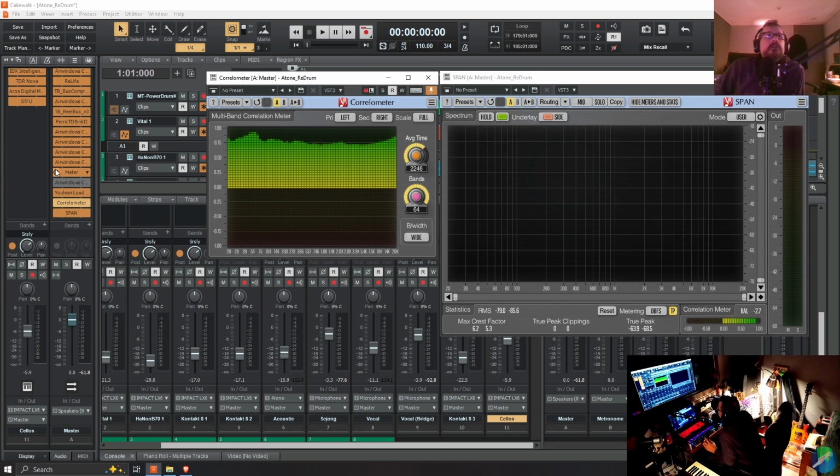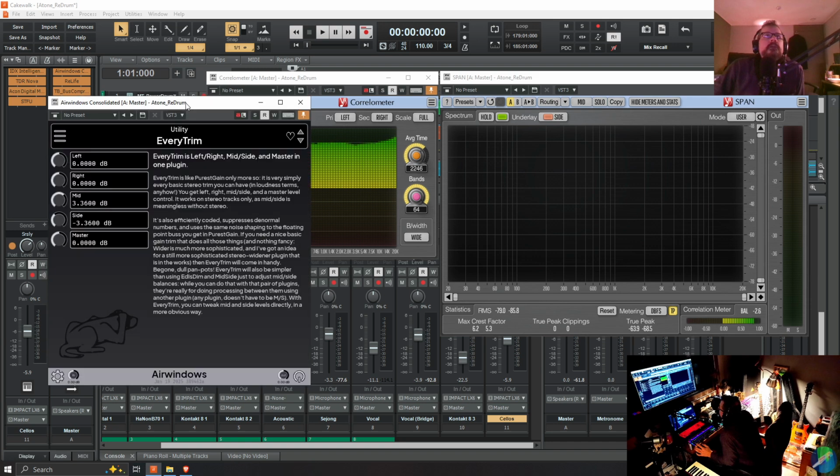So same deal. I've got EveryTrim. Okay. I did this real quick. I just literally did this flip on the mid to the right and flip on the side to the left, and they just happened to end up both at positive 3.36 and negative 3.36. Literally, I only had like 2 minutes where I did this. Just a spot check.